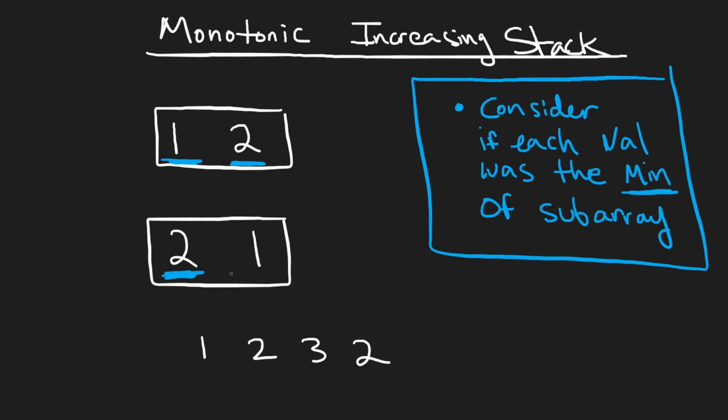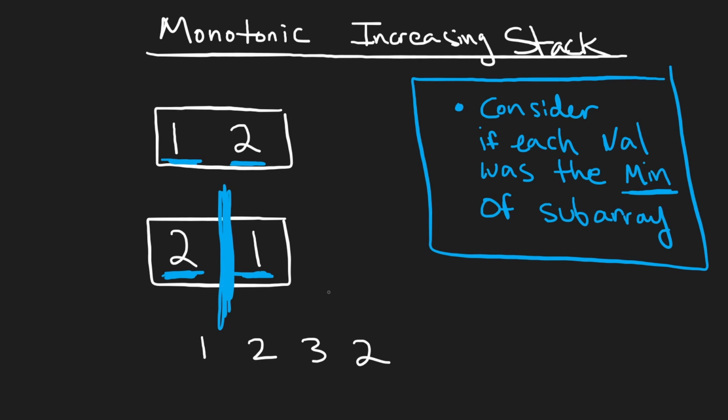So now let's look at the next value, 1. Hold on a minute. We were assuming that this 2 was the minimum of the subarray, but we now have a new minimum. We have a 1 value in the subarray. So what does that tell us? That tells us that if we were considering this 2 as a part of a subarray, that subarray has to stop before we get to the 1.